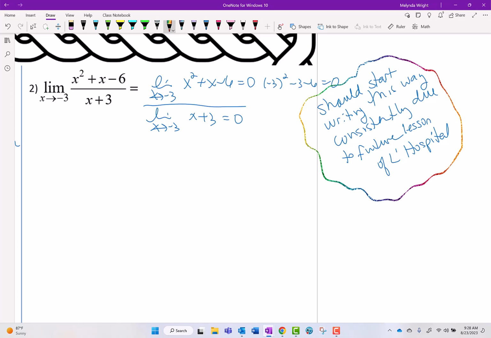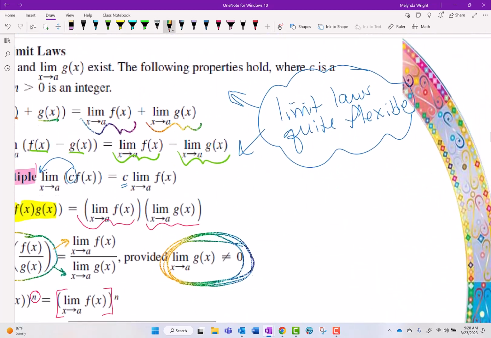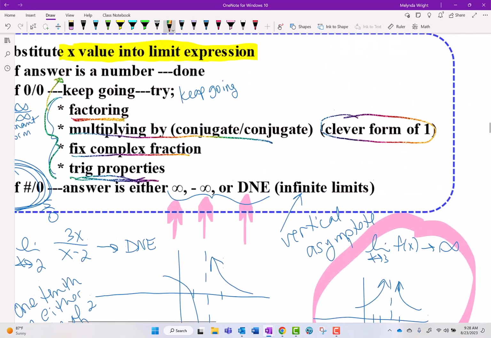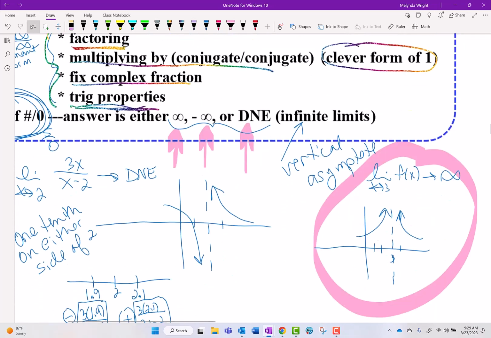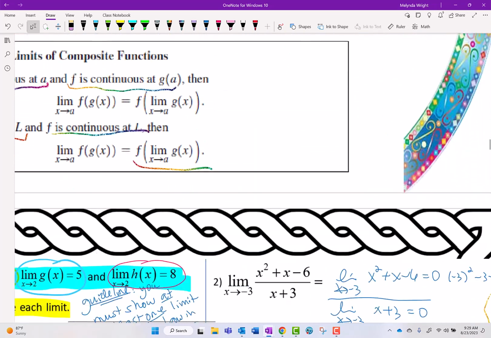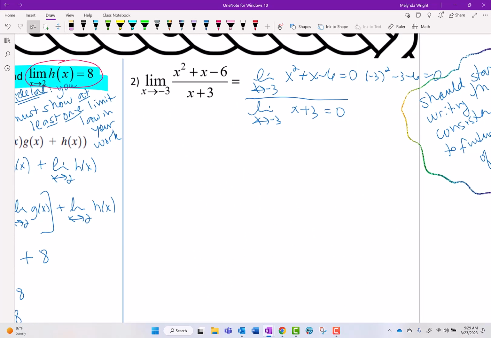So what does that mean? That means we need to think about our options up here. We have 4 options: factoring, multiplying by a clever form of 1, fixing a complex fraction, and trig properties. Those are our big 4. It's going to be one of those 4 almost every single time. So let's look at this and decide. That kind of looks like I want to try factoring. What do y'all think? I think factoring looks good. Let's try factoring on this one.